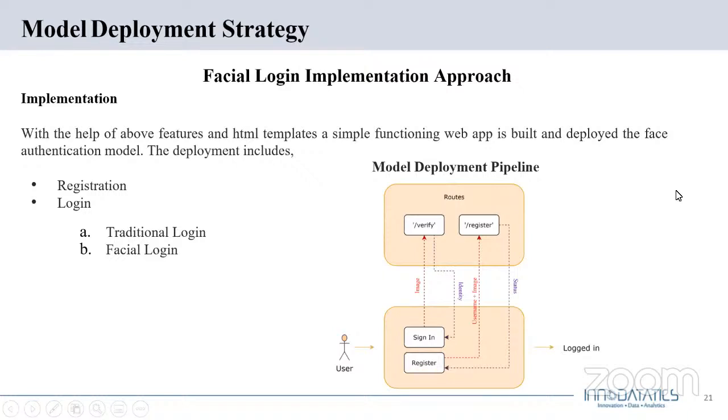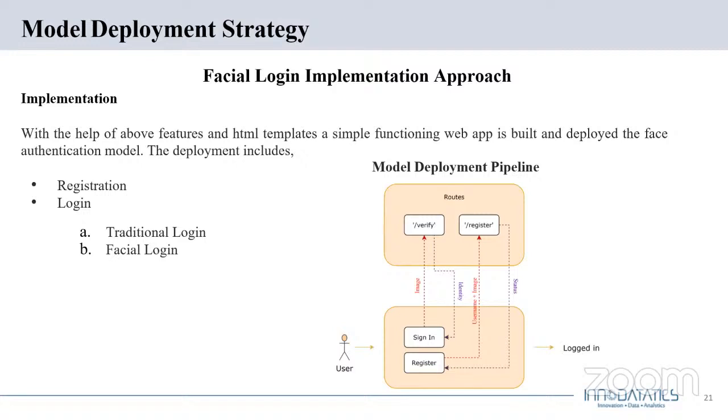Now coming to the facial login implementation approach, we will understand how we have implemented the facial login system. Broadly, we have two parts to this, registration and login. Firstly, we'll understand the registration process. The registration process captures the user image within 5 seconds and saves it into the database in encrypted format.